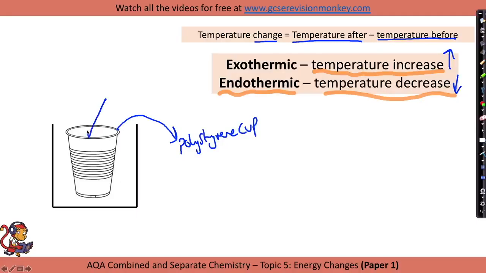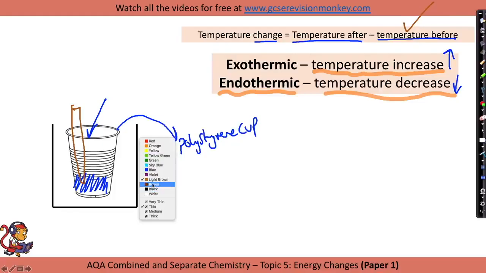So we would put one of our reactants inside the cup, and then we would use a thermometer to measure the temperature before. That bit's done. Then we will add our second reactant in, like so, and we will measure the temperature afterwards. And what we normally do is measure the highest temperature that it reaches or the lowest temperature that it reaches, depending on whether it's an exothermic or an endothermic reaction.